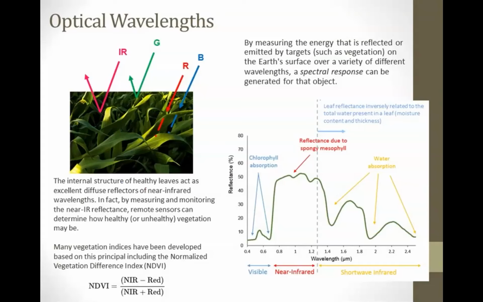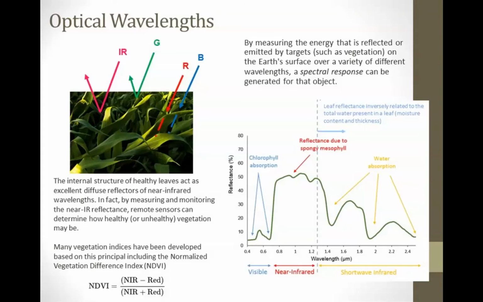So just a couple more slides before we get into some examples. I'm going to talk first about those optical sensors. These sensors, for example, are sensitive to the internal structure of leaves or of crops. And that internal structure acts as a very good diffuse reflector, especially in near infrared wavelengths. So I'm going to show in this slide and the next slide some of these graphs. These graphs show the amount of light that's reflected in a percent, and then we have the optical wavelengths along this axis. So these are the blue, green, and red wavelengths here, and then the near infrared and the farther, or the shortwave infrared.